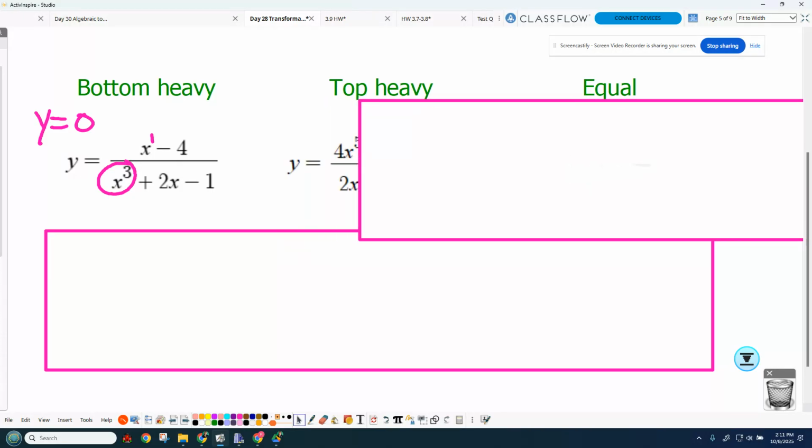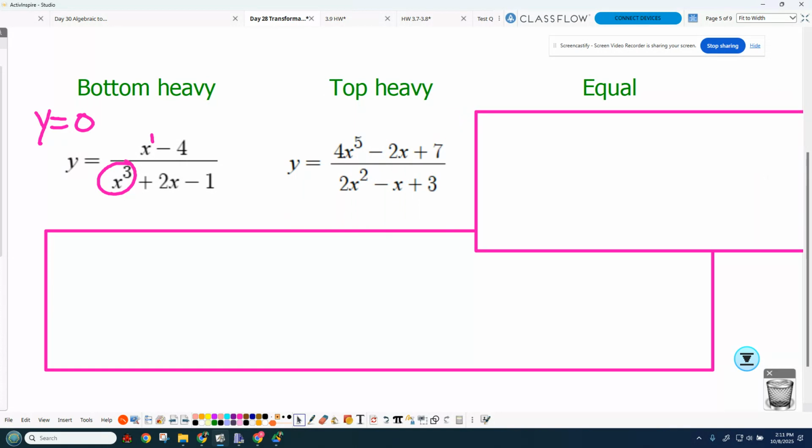Okay. Asymptote, sorry. Okay, top heavy. Why am I calling this one top heavy? Because there's a lot of exponent up there. Yeah. It's because that exponent, x to the fifth, is bigger than the x squared in the denominator, all right?